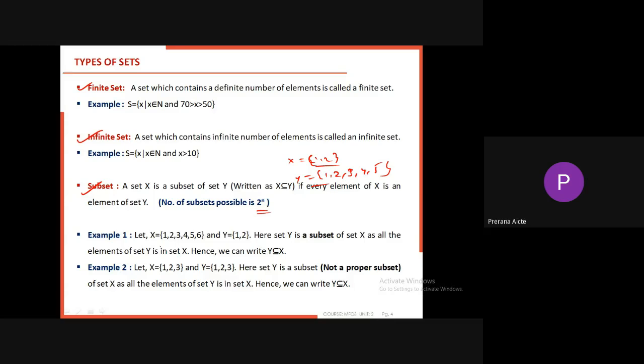And this is the example. Let us say X is {1, 2, 3, 4, 5, 6} and Y is equal to {1, 2}. Now every element of set Y is present in set X, so Y is a subset of or equal to X. And see this example: X is equal to {1, 2, 3} and Y is equal to {1, 2, 3}. Here either X is a subset of or equal to Y, or Y is a subset of or equal to X. But the thing is both sets are the same. Even though they are subsets of one another, they are not proper subsets.